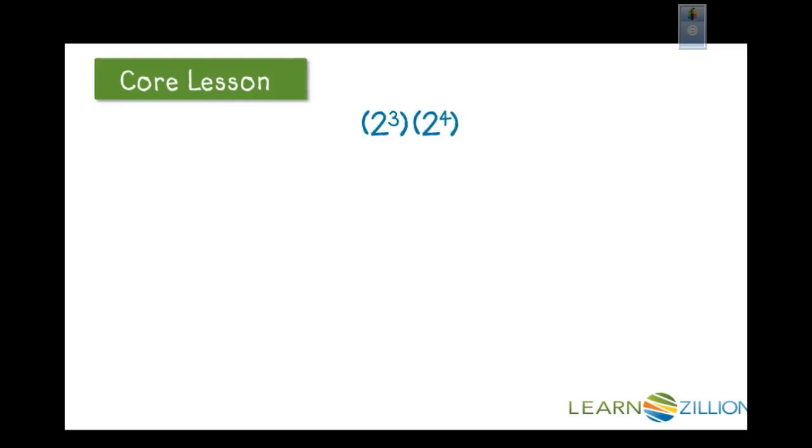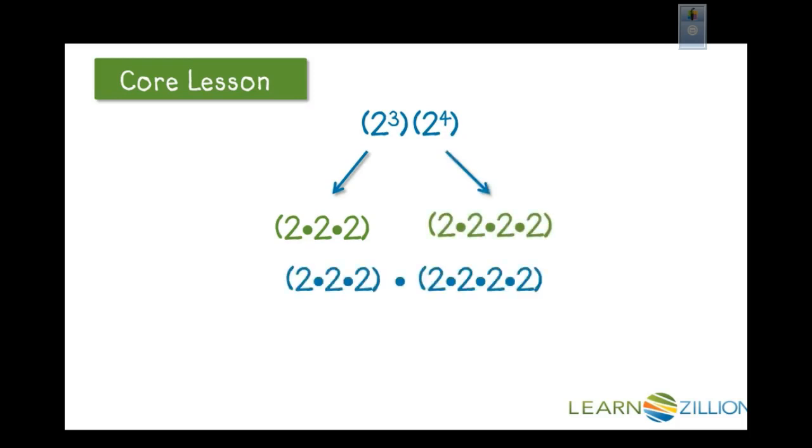We know that 2 to the third power means 2 times 2 times 2. And we know that 2 to the fourth power means 2 times 2 times 2 times 2. Since we are multiplying these two expressions, we can simply write them next to each other. And now, using the associative property, we can regroup it so that instead of multiplying the twos in separate parentheses, we can multiply them one at a time in one big parentheses. So we see 2 multiplied by itself 7 times. Knowing what we do about exponents, we can write this more simply as 2 to the power of 7.